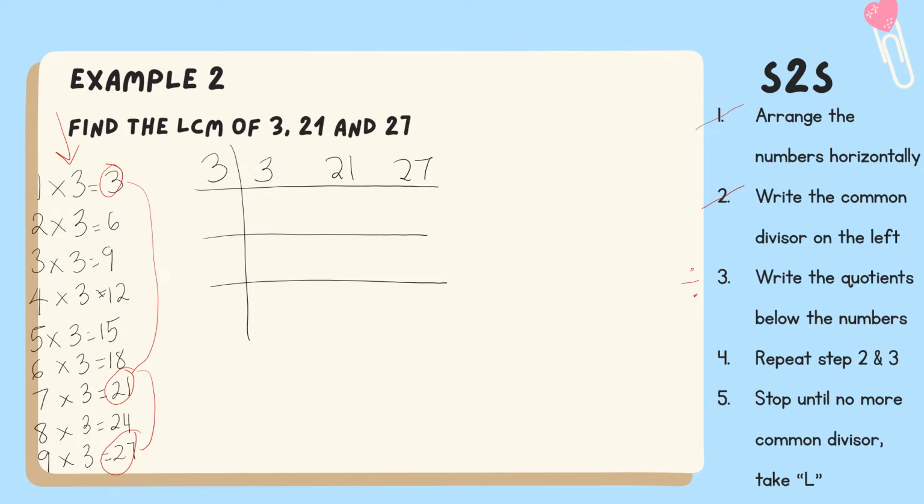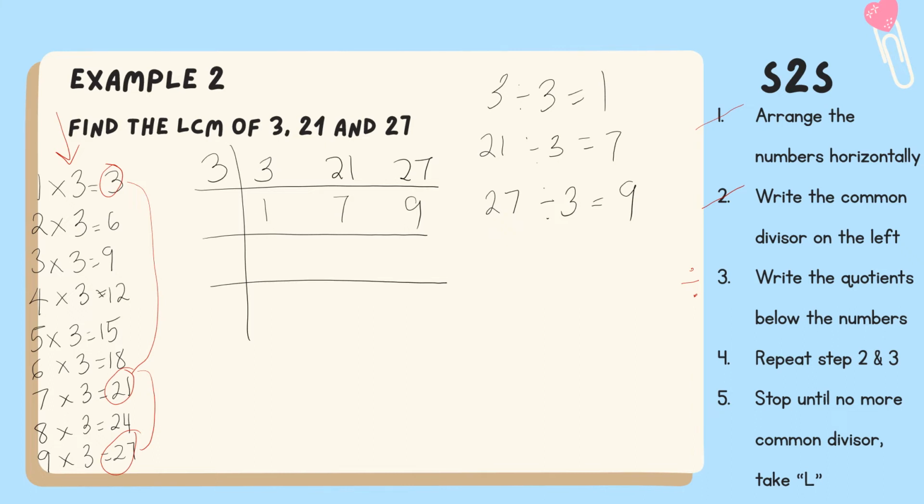Starting with 3 divided by 3. So what is 3 divided by 3? 3 divided by 3 gives you 1. So you write the quotient just below the number. Next, what is 21 divided by 3? 21 divided by 3 gives us 7. Just writing down the quotient below the number. Last one, 27 divided by 3. 27 divided by 3 gives us 9. So the quotient is 9.